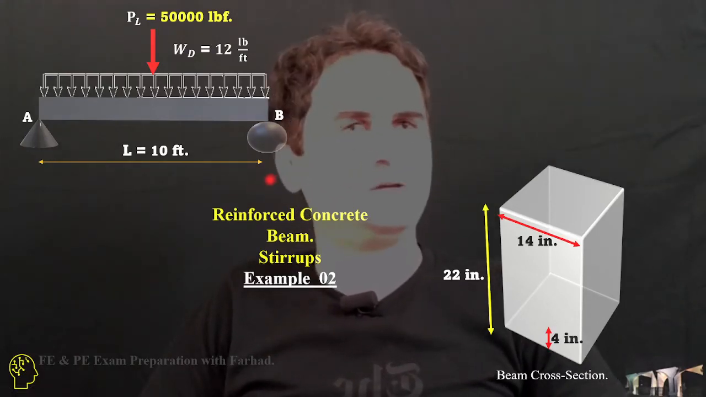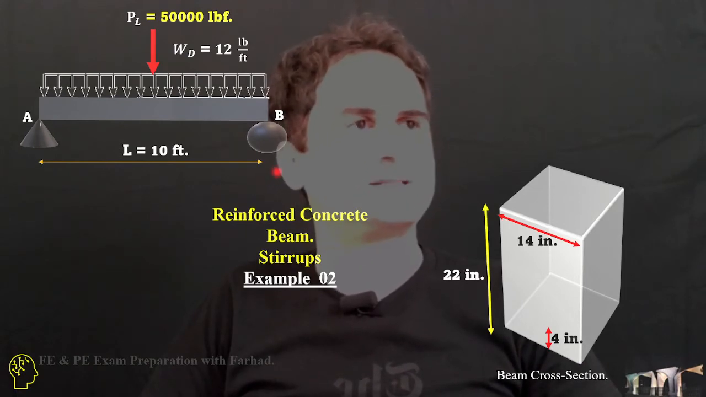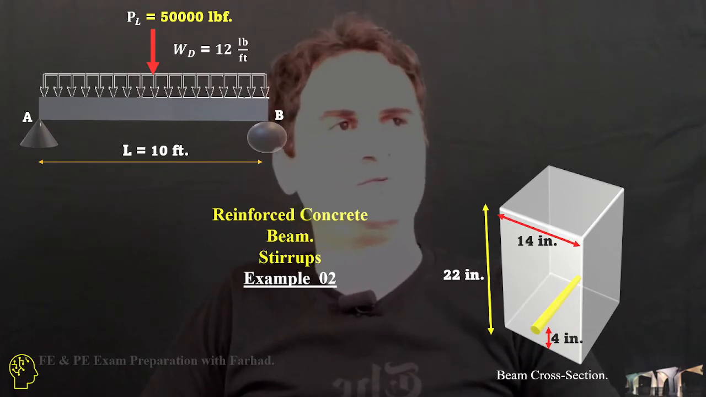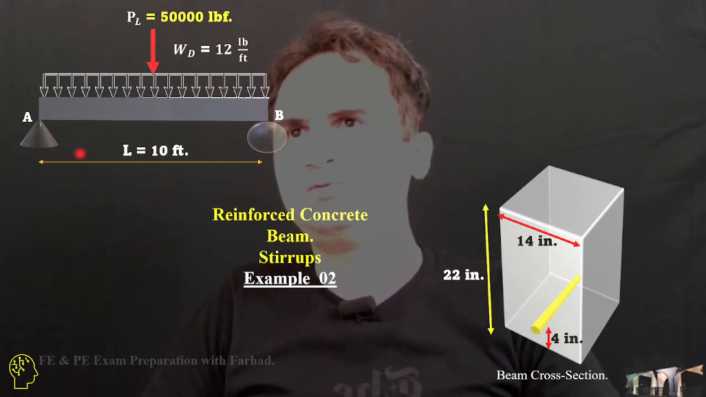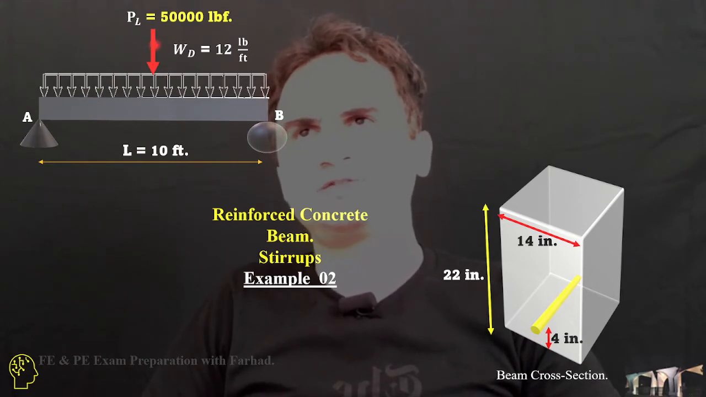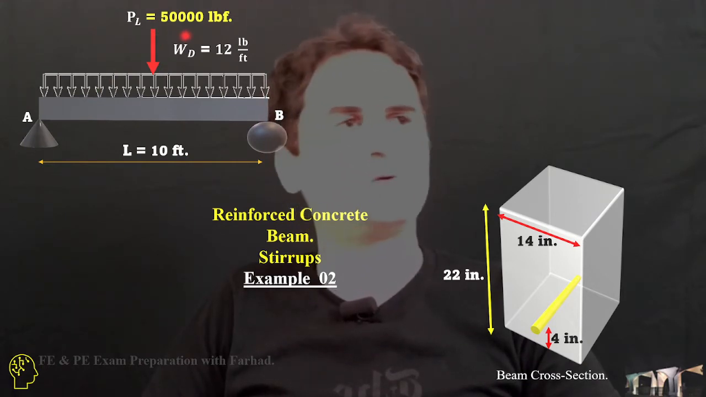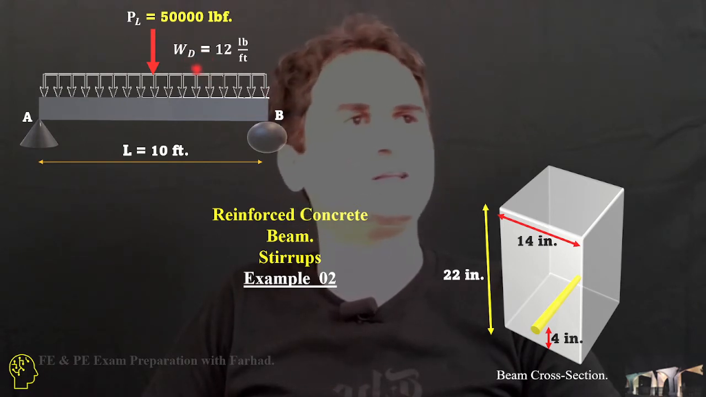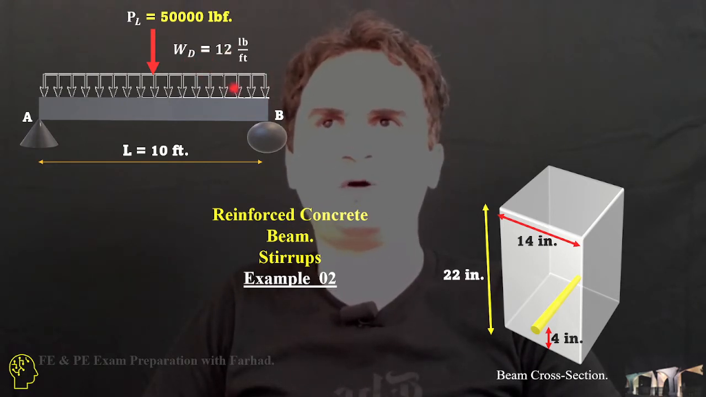Reinforced concrete beams, stirrups example 2. In this example, we have a simply supported beam with a concentrated live load of 50,000 pound force and also a distributed dead load of 12 pounds per foot.